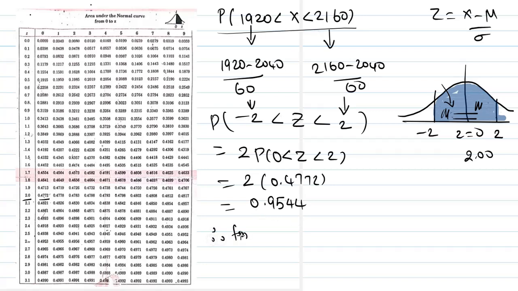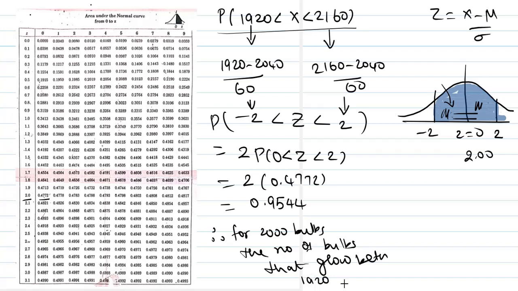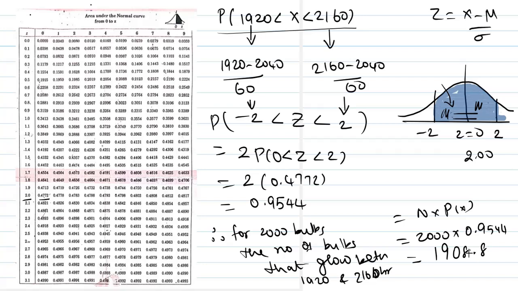Therefore, for 2000 bulbs, the number of bulbs that glow between 1920 and 2160 hours will be equal to capital N into probability of X. So this will be 2000 multiplied by 0.9544. When we multiply, we have it as 1908.8. I can't have 0.8 bulbs, so round it off to the nearest integer. So that becomes 1909 bulbs to glow between 1920 and 2160 hours.